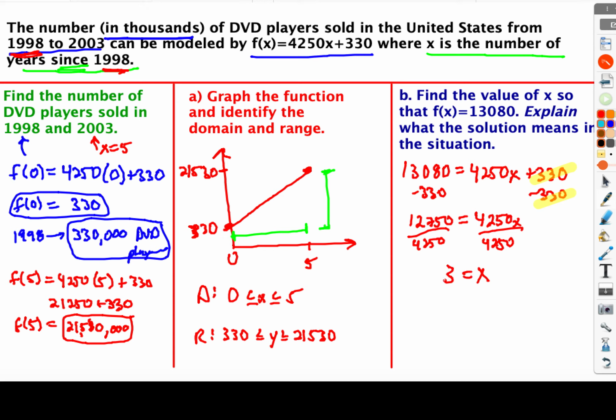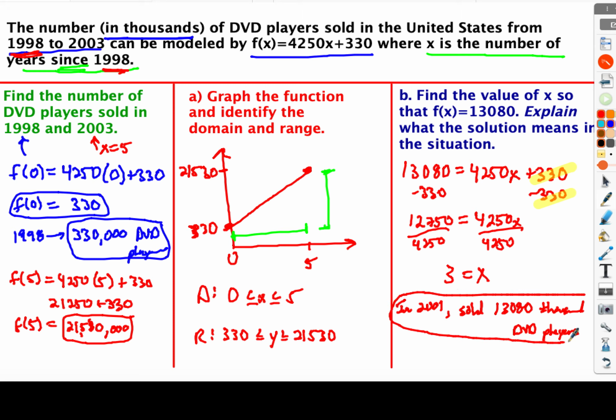So what that tells us is, in 3 years after 1998, so in 2001, we sold 13,080,000 DVD players. Just that simple. 13,080,000. Again, you can just write that with zeros on it or just write the word thousand. Don't forget that's part of the label, DVD players.